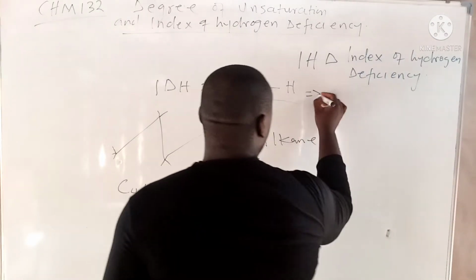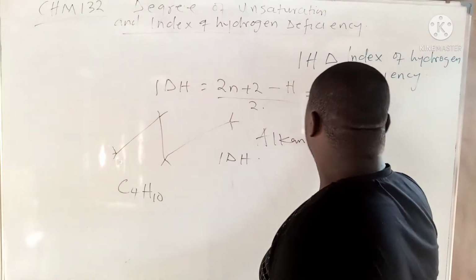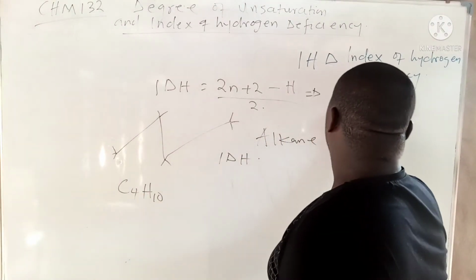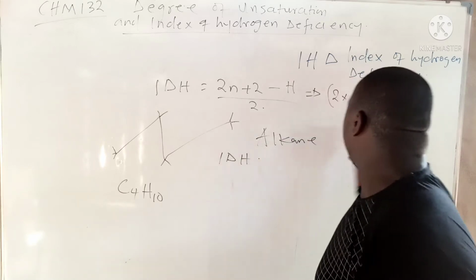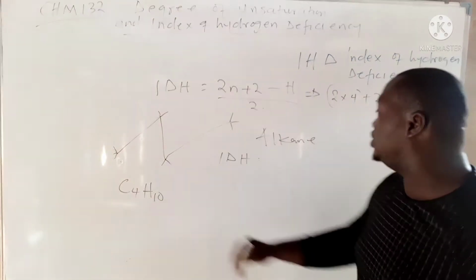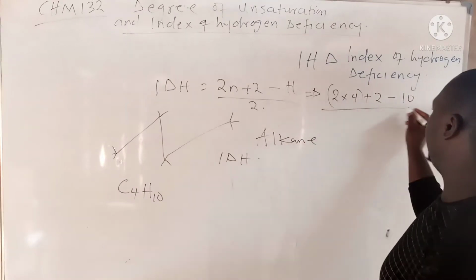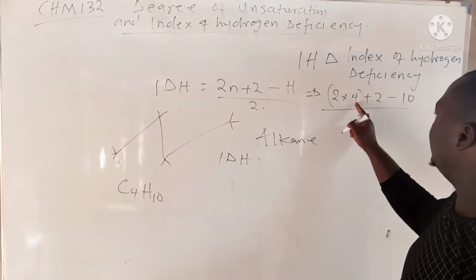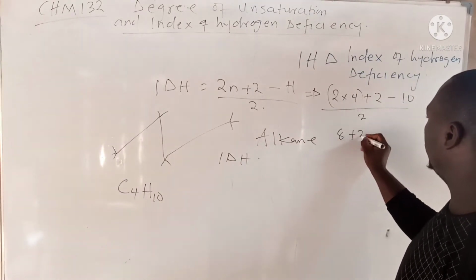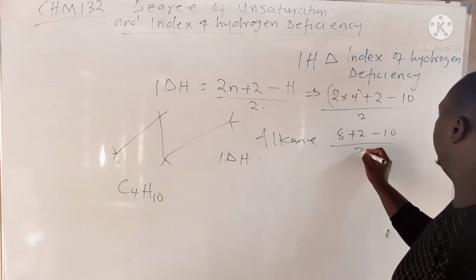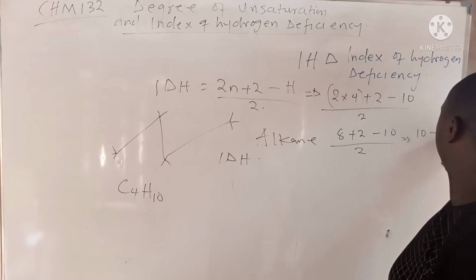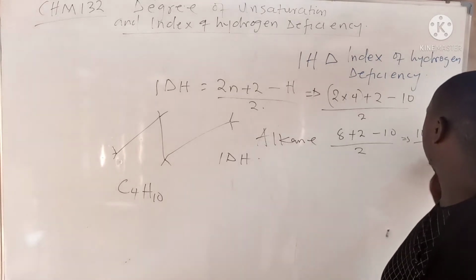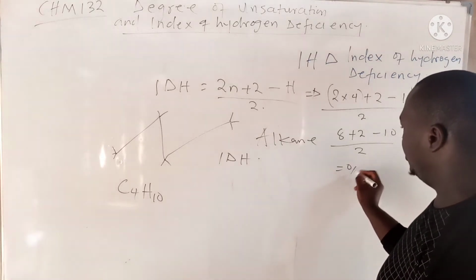So from here, what I have is 2 times, how many carbons? 4, right? Plus 2. Now, minus, how many hydrogens? 10. Divided by 2. Now, 2 times 4 will give you 8, plus 2 minus 10, divided by 2. And so this will give you 10 minus 10 divided by 2. And so your answer here is 0.